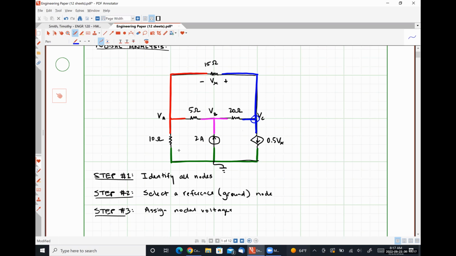So what we are going to do now is we are going to move along to step 4.